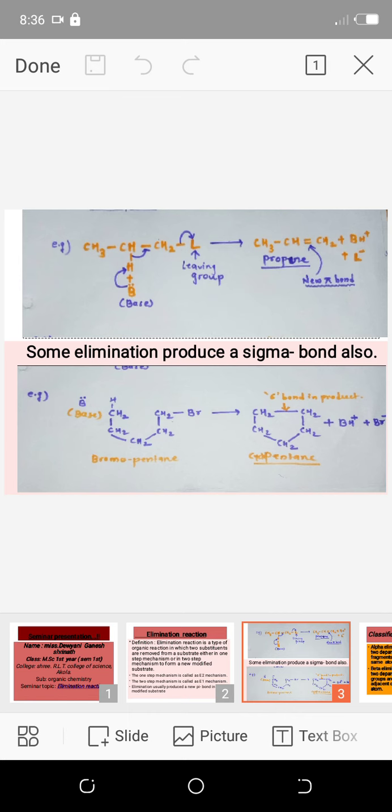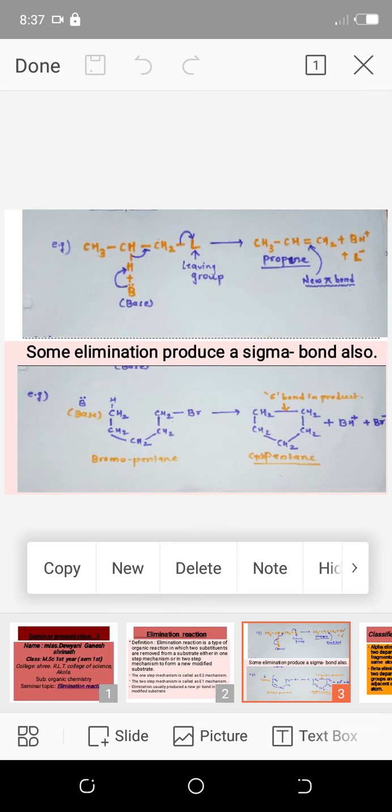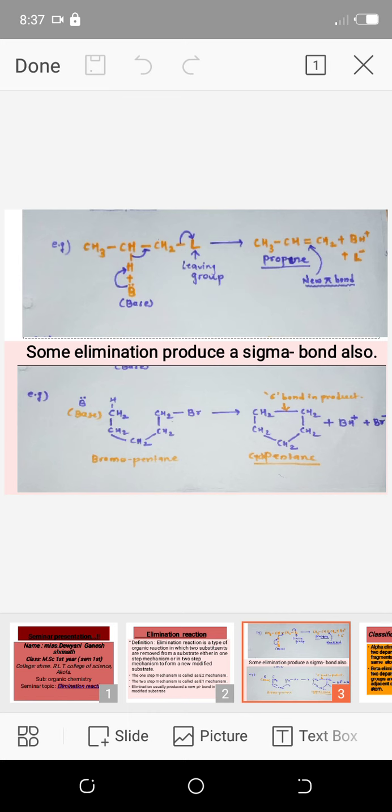See the example of propane. To this propane, a leaving group which is denoted by L is attached. When a base attacks on this propane, the hydrogen atom will be removed with this base as BH positive, and this leaving group will be removed as L negative, and we get the formation of a new pi bond in the product, that is propene plus two small fragments, BH positive and L negative.